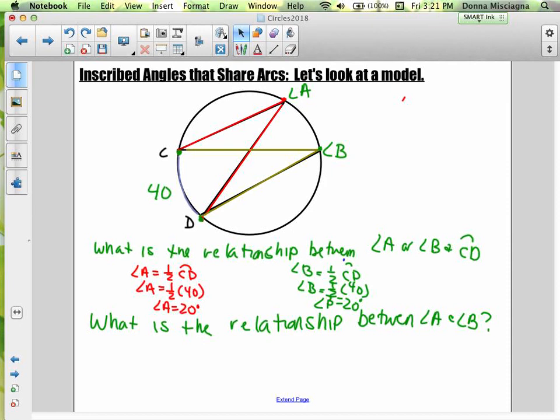So notice that angle A and angle B are both 20 degrees, and that's because they're both half of arc CD, which is 40 degrees. If you have two angles that share the exact same arc, they're going to be congruent to each other. So what is the relationship between angle A and angle B? Angle A is congruent to angle B. They both measure 20 degrees.